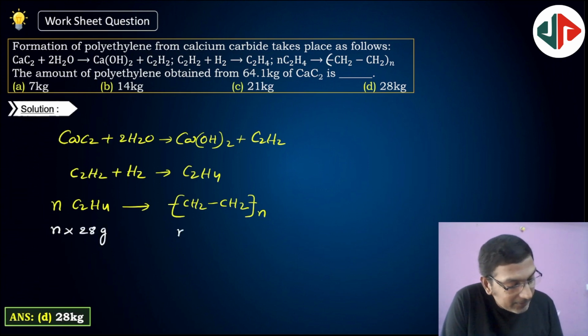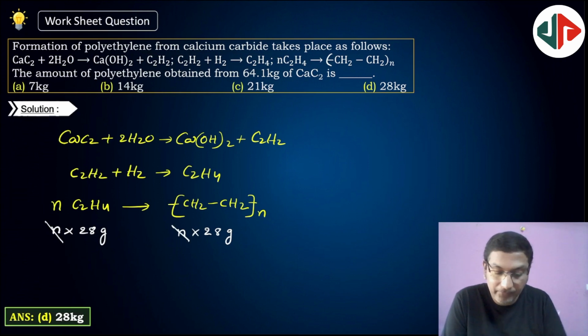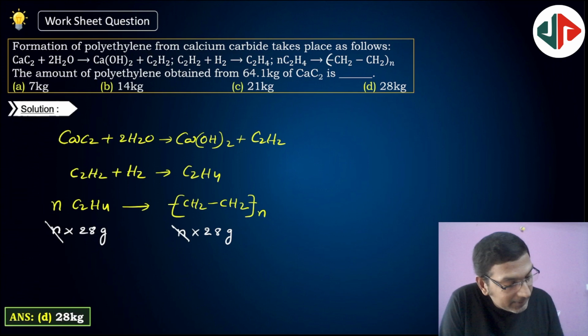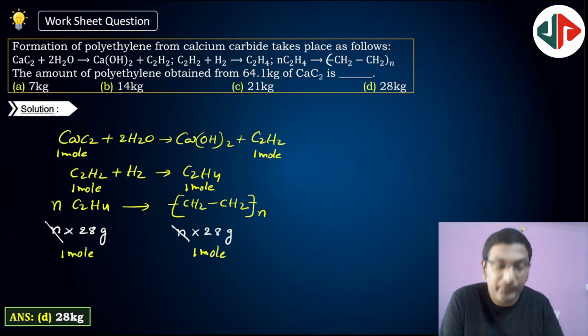28 grams will give n into C2H4, so 28 grams, and n cancels here. That means simply 1 mole of C2H4 will give 1 mole of polyethylene. Here 1 mole will give 1 mole of acetylene. Next, 1 mole of acetylene gives 1 mole of ethylene. Here also you can take 1 mole, and n cancels here.